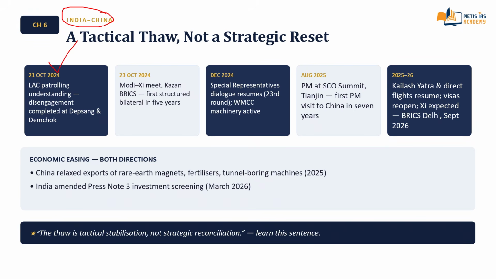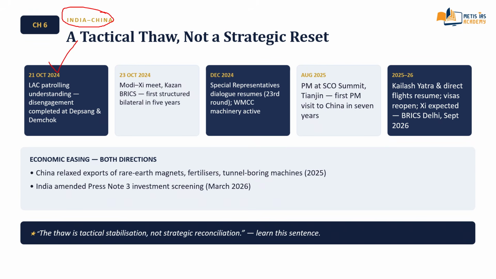Now, let us step back. What does this relationship teach us? It teaches us that international relations are rarely about permanent friends or permanent adversaries. Countries pursue their national interest. Sometimes that creates cooperation, sometimes competition. Often they exist simultaneously. India China relations are perhaps the best example of this reality.